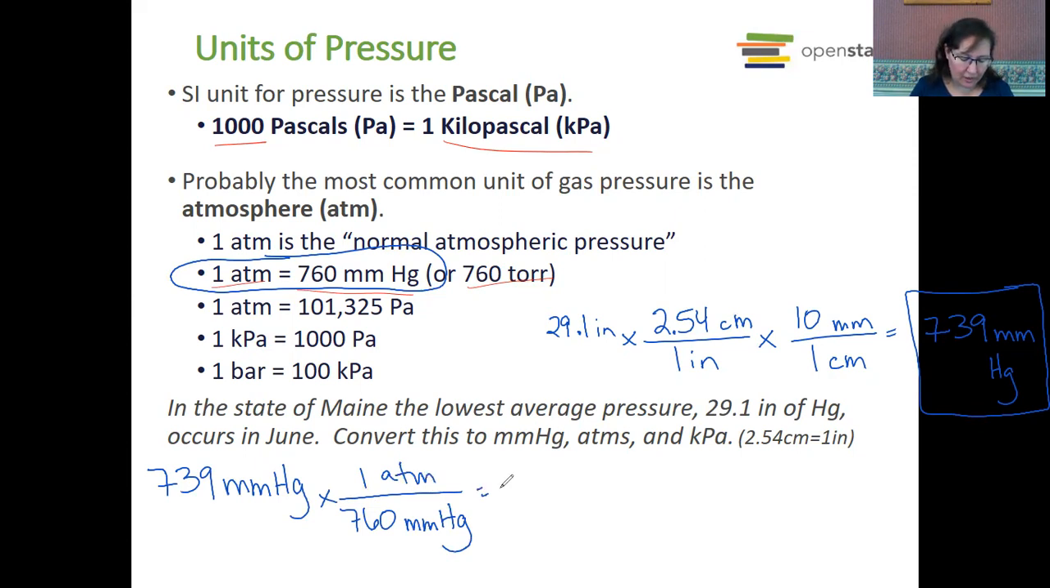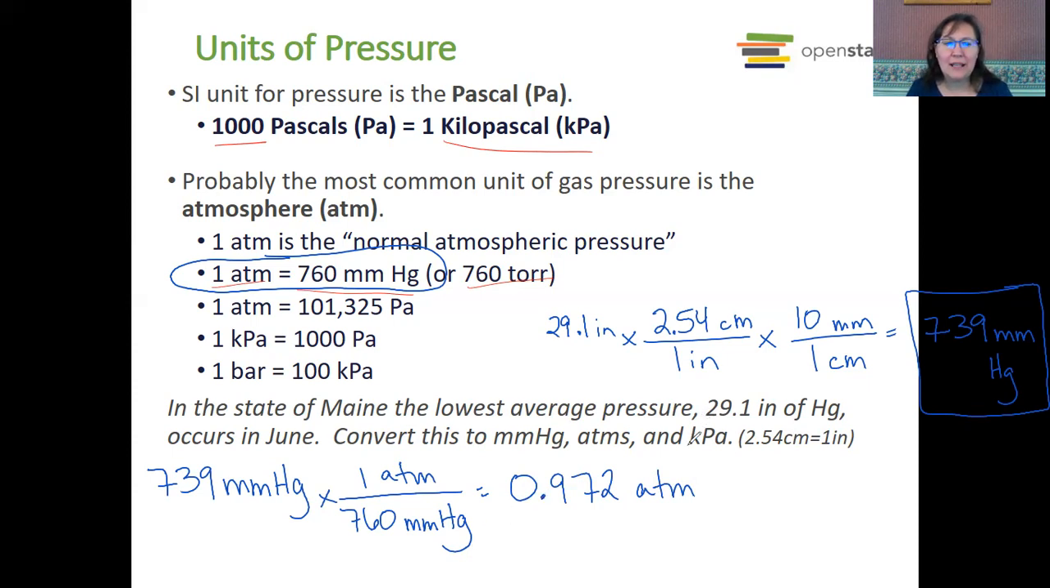So then we do 739 divided by 760. The 760 is a defined quantity, so we don't have to worry about it in our significant figures, but we have 3. And so this becomes 739 divided by 760. Okay. So this becomes 0.972 atmospheres, all right? And that's how we show 3 significant figures, okay?